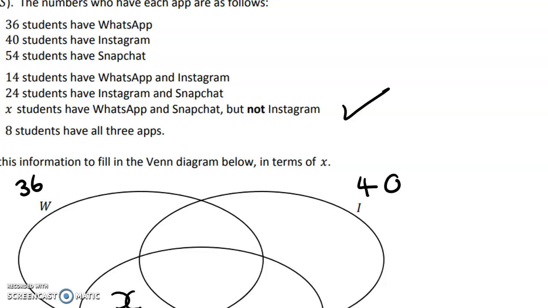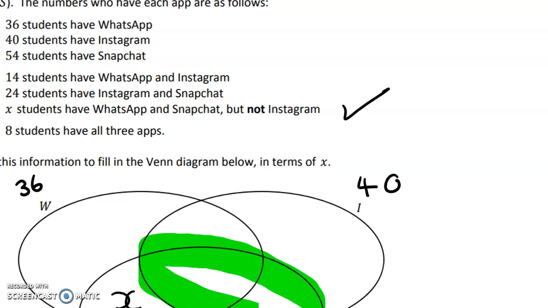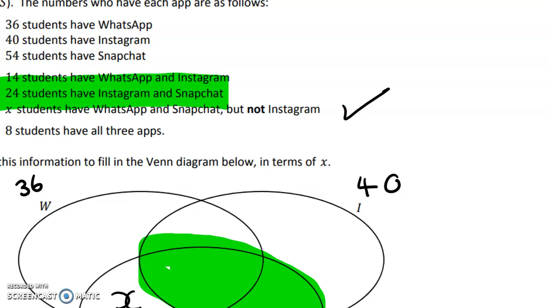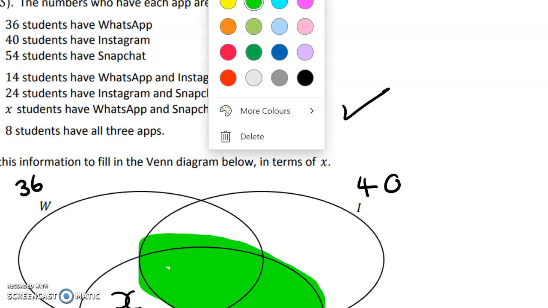24 students have Instagram and Snapchat. Okay, so 24 students have Instagram and Snapchat. I'm going to show you here if I highlight. This is Instagram and Snapchat. 24 of them. Okay, all together. Just take that away like that. Just doing it like a smaller one.